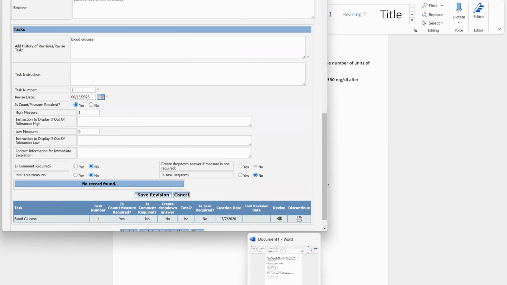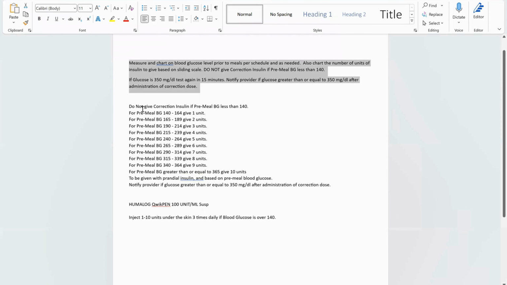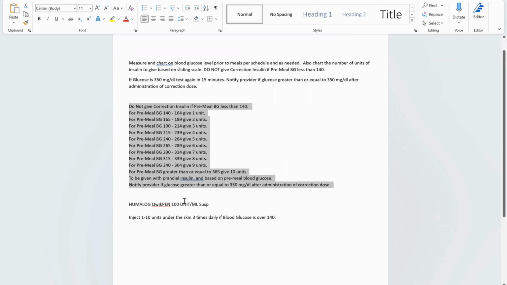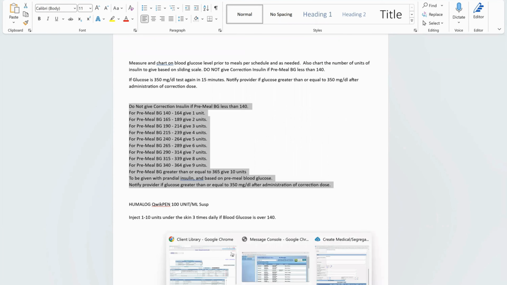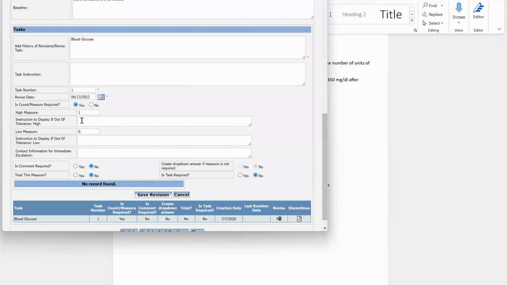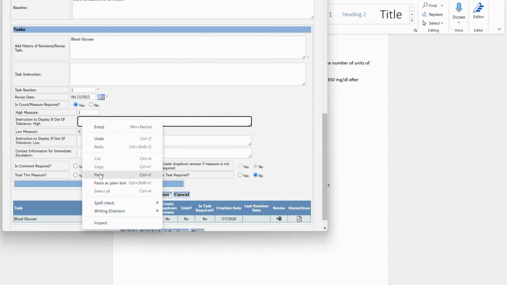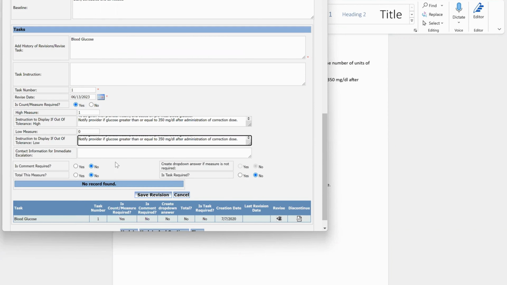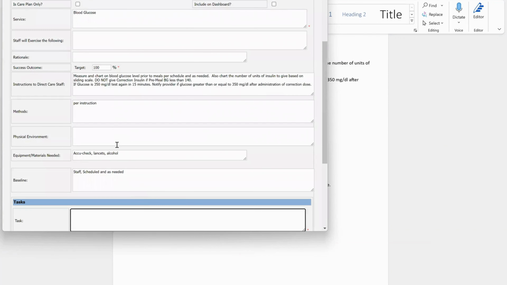And I am going to go back to my example. And this is what the provider indicates. So I'm going to copy that. The details aren't really important. It's just that you know that this information can be displayed to the user as they chart. Okay. Then I am going to save this revision.